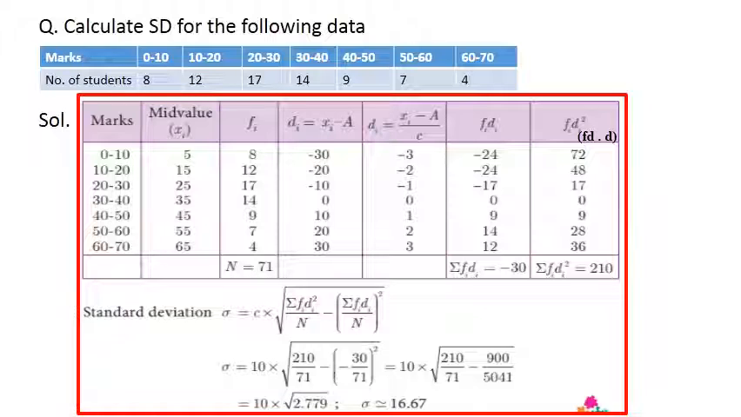F d square is f d into d, not f d into f d. It is f d into d. Then it will become f d square. So you have to remember these things. This is how you can calculate standard deviation in case of continuous series.